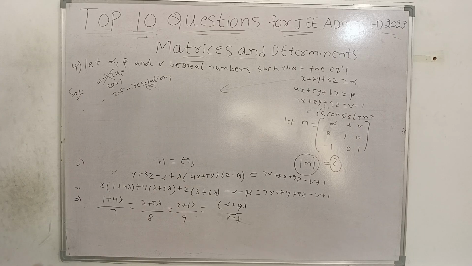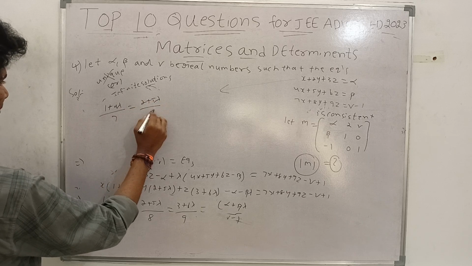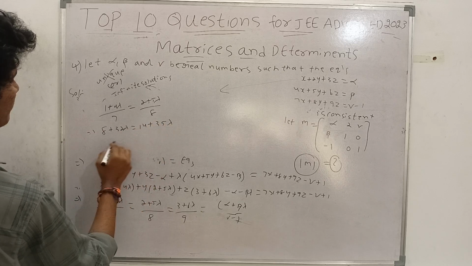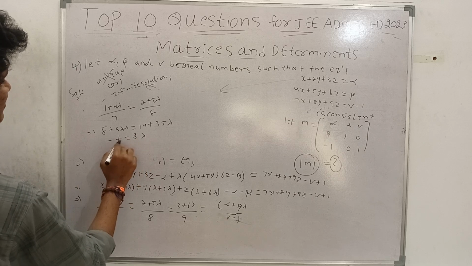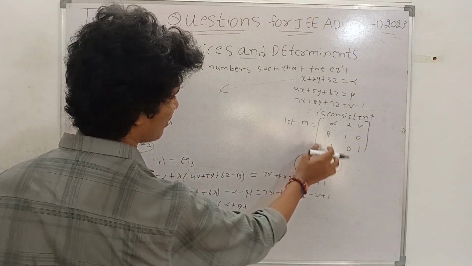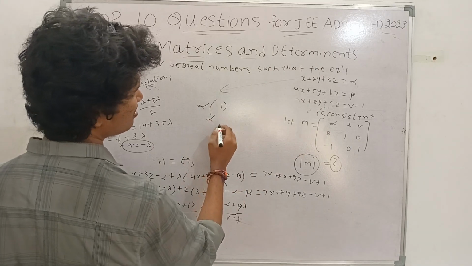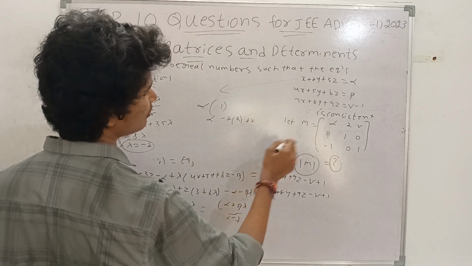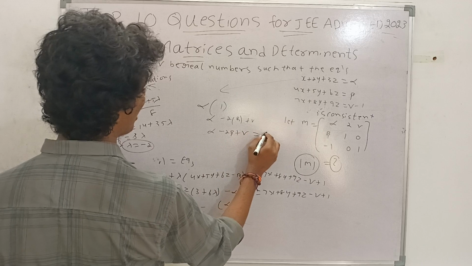Now we have to solve this equation, that is 1 plus 4 lambda divided by 7 is equal to 2 plus 5 lambda divided by 8. When you solve this, 8 plus 32 lambda equals 14 plus 35 lambda. It will be minus 6 equal to 3 lambda, so lambda equals minus 2. We got lambda equal to minus 2. And they are asking mod m, that is the determinant of m. So it will be alpha minus 2 beta plus gamma into 1. Alpha minus 2 beta plus gamma value we have to find.